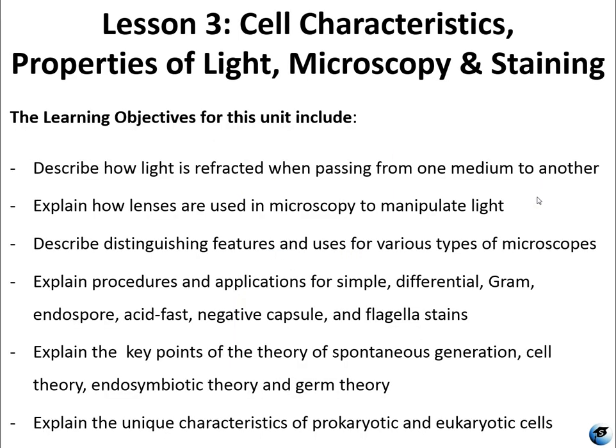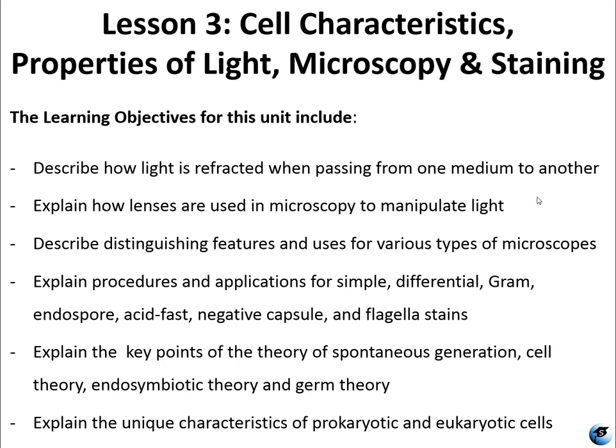Lesson 3 learning objectives have to do with how light is refracted, how lenses are used to manipulate light, the parts of the microscope and the different uses of those parts, and how to do simple stains, differential stains with Gram, endospore, acid-fast, negative stains, flagella stains, and all of those kinds of things, which are going to be covered more extensively in the lab class as well.